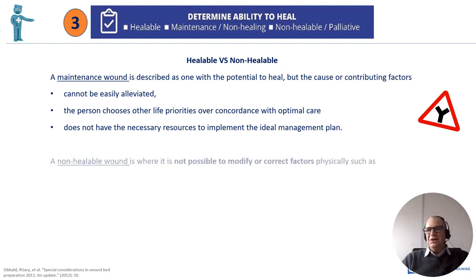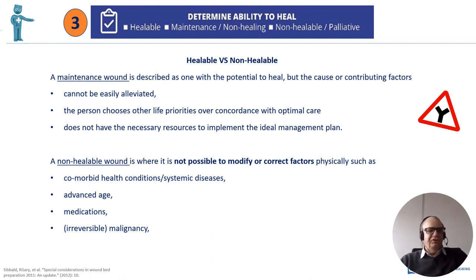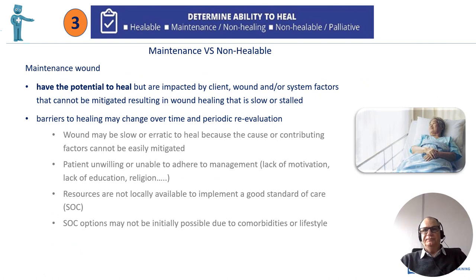So we need to make this whole assessment to understand if that wound is non-healable, where we have these non-modifiable risk factors: irreversible ischemia, advanced age. Unfortunately, we don't have the fountain of youth. If you find it, please let me know. Irreversible malignancies, and all those issues that cannot be modified, which means that we cannot heal that wound.